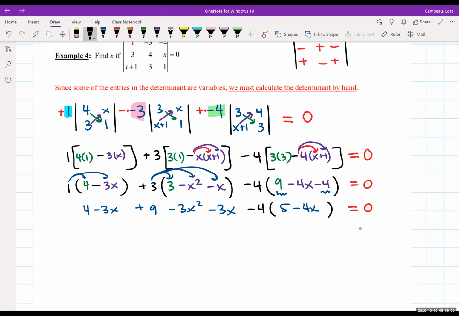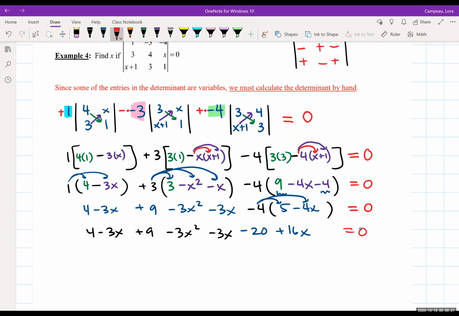So at this point, I'll just write everything out that I haven't used. I'm just recopying everything over, but I'm reminding myself that I am distributing the -4 times 5, which is -20. And -4 times -4x is positive 16x. So we still have all of this equal to 0. And now we've gotten rid of the parentheses by using the distributive property. So now it's time to combine like terms, make our lives slightly easier.